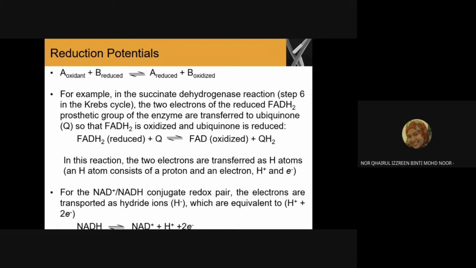Here is an example from the TCA cycle. For the succinate dehydrogenase reaction, which is step number 6 in the TCA cycle, we have 2 electrons of the reduced FADH2. Remember, FADH2 has hydrogen ions, meaning it has these electrons. FADH2 is an electron carrier. The 2 electrons of the reduced FADH2, of the enzyme, are transferred to ubiquinone. Ubiquinone here is in complex number 1, also symbolized as Q. So FADH2 is oxidized and ubiquinone is reduced.